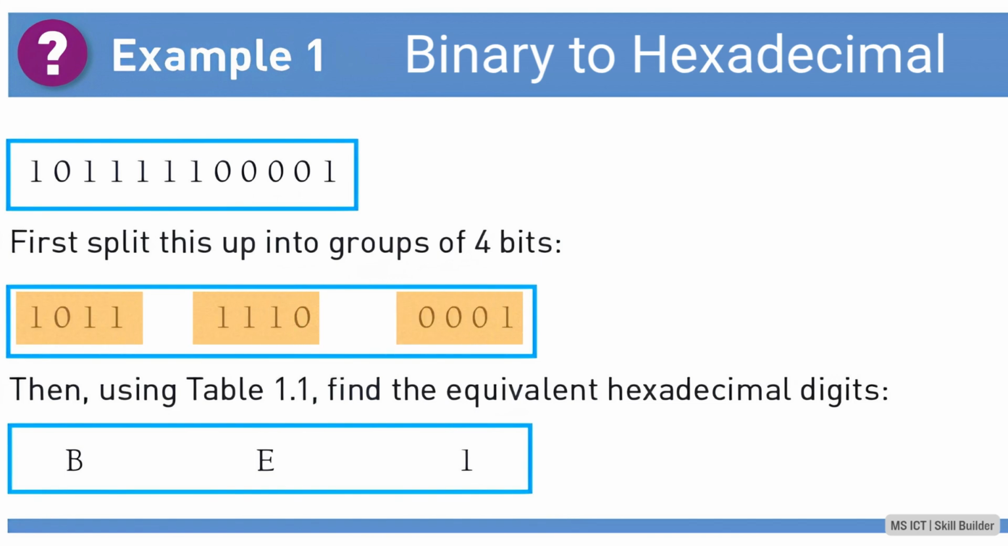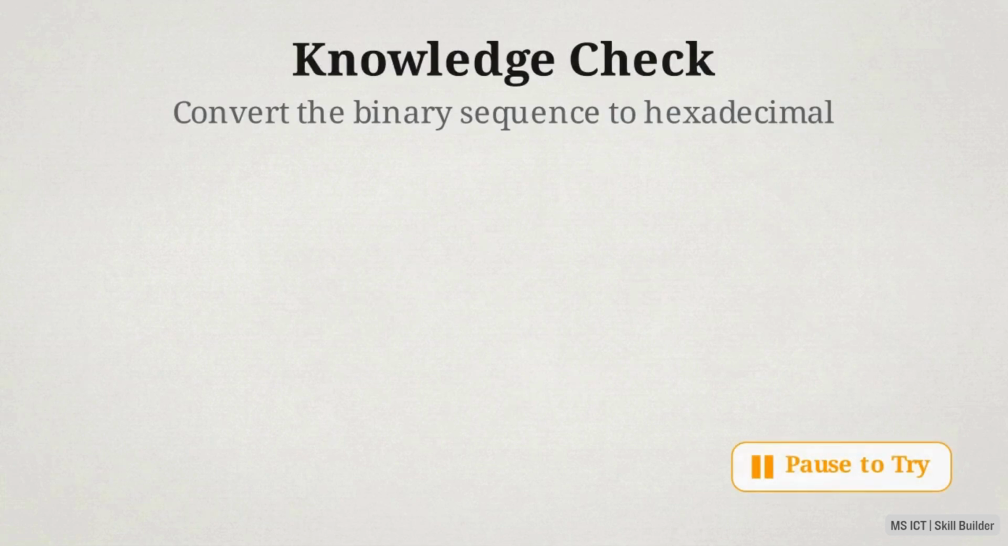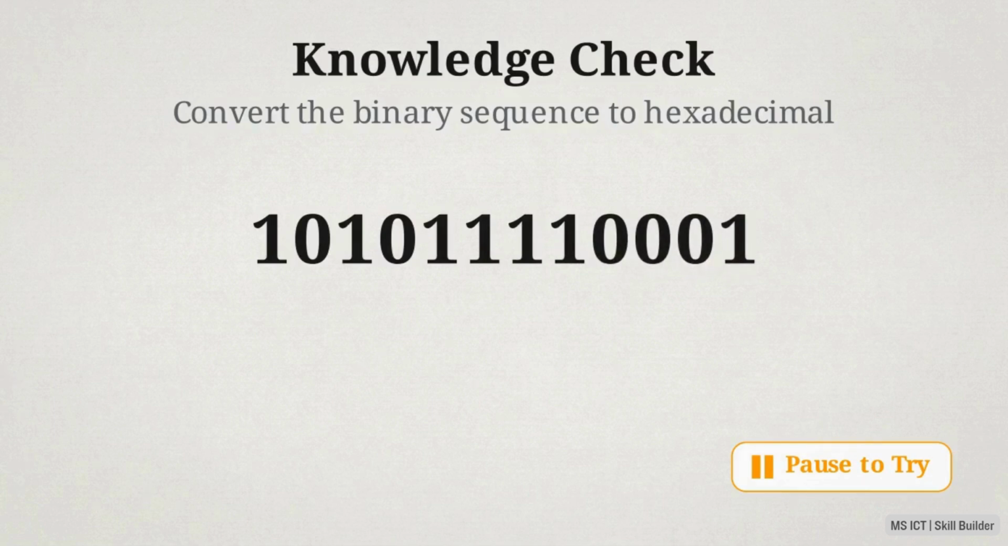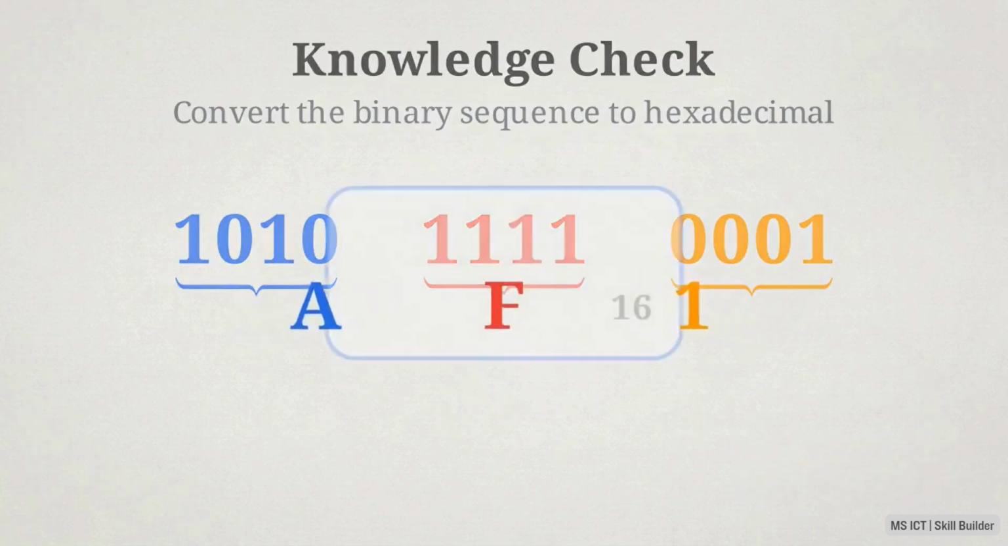You must strictly start from the far right and work your way to the left. You will often run into a situation where the final group on the left is short of 4 bits. When that happens, you pad the front with leading zeros to complete that final nibble. Pause the video and try this one yourself. Convert the binary sequence 101011110001 into hexadecimal. You should get AF1.